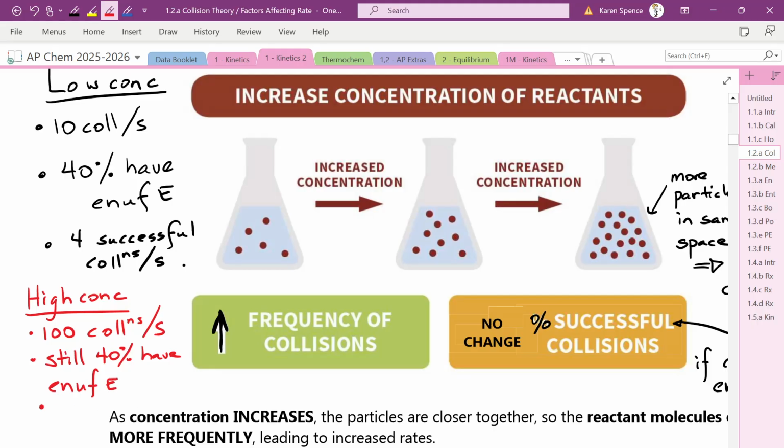And so therefore, how many successful collisions would we get per second? 40 successful collisions per second. Is that all kind of making sense? Concentration is usually not that difficult to visualize, so it's kind of the nice one. It's like, yeah, more collisions. Nope, no more energy. So it only increases the frequency of collisions. It does not increase the percentage of collisions which are successful.